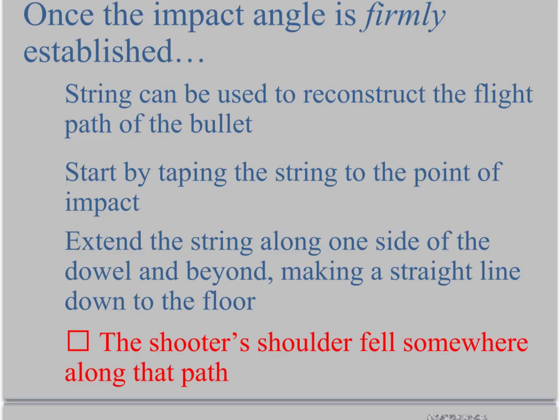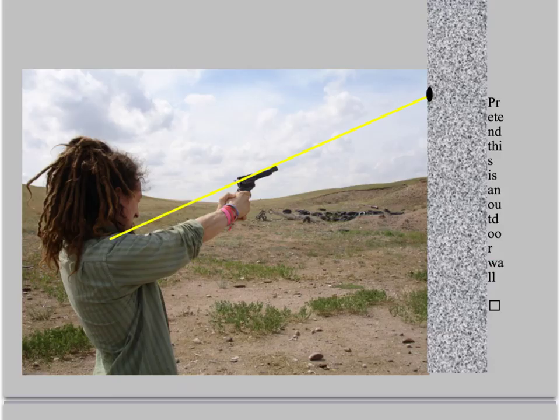And you'll use string to do that. You can start by taping the string to the point of impact, extending the string along one side of the dowel, and then extending it further out, making sure you keep the angle the same, making a straight line down to the floor. And you know that the shooter's shoulder fell somewhere along that path. That doesn't mean the shooter's shoulder was on the floor. It just gives you the path between the floor and the angle to know that somewhere in there is where the shooter was standing. So here we have our shooter.